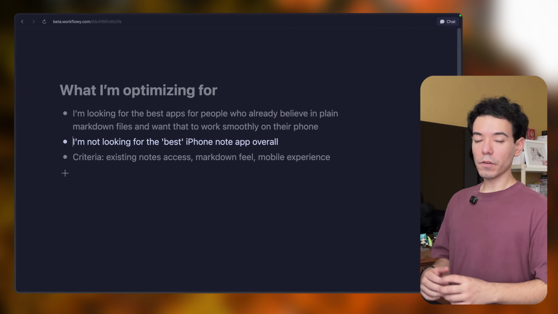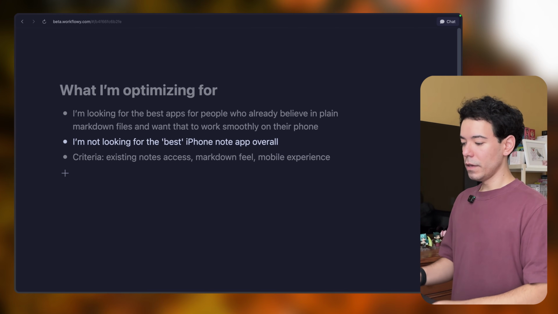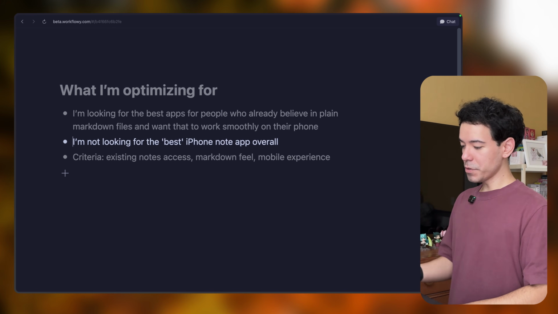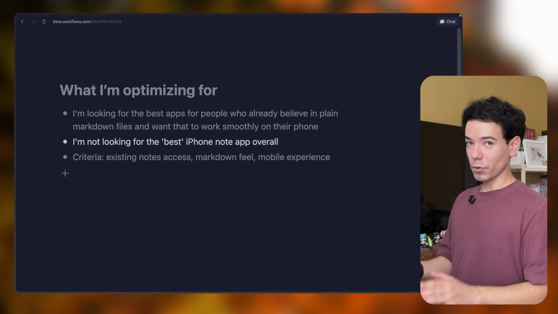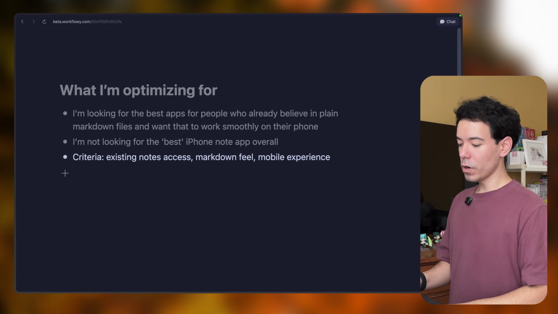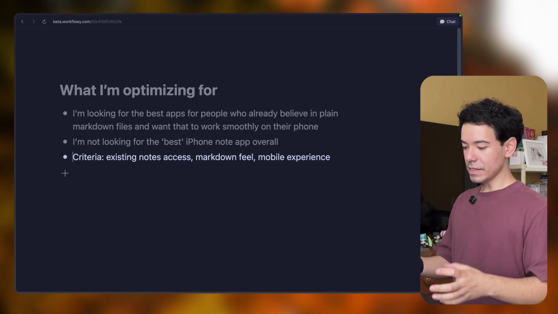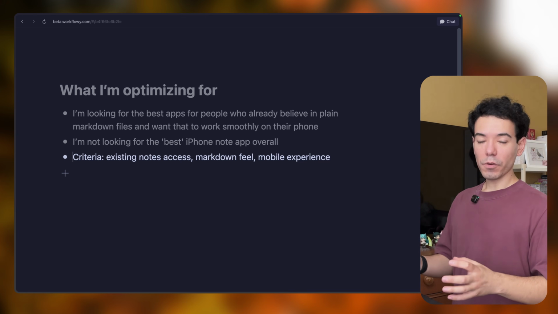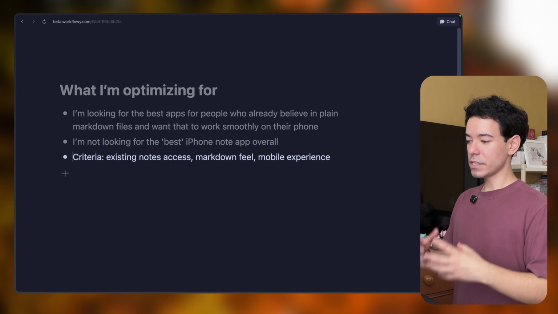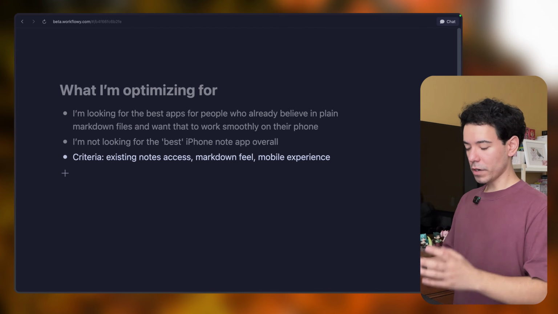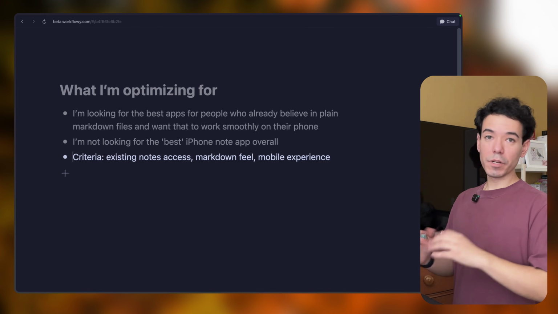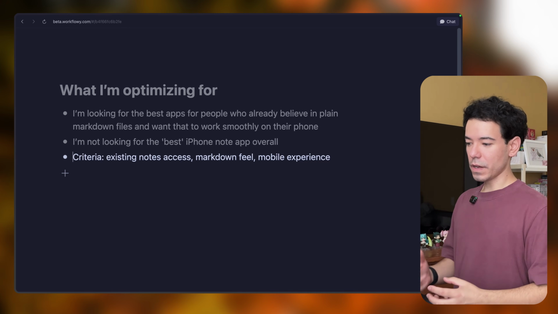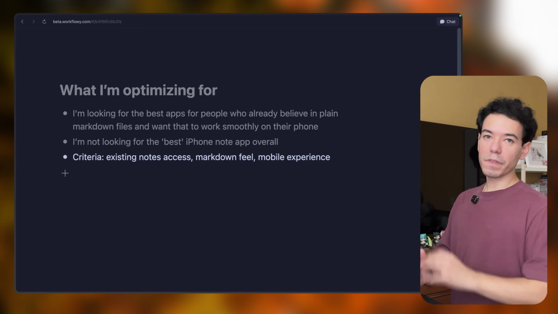That also means I'm not looking for a best iPhone app overall. As with the desktop app, it really depends on what your needs are. So I'm going to have a couple of different options for you depending on what specifically you're looking for. And the criteria that I used this time were existing notes access. How easy is it to get access to the notes you already have on your desktop? The Markdown field, which just broadly covers how nice is the experience of viewing and editing the Markdown, and the mobile experience, which covers pretty much everything else. How easy is it to connect to the notes, to share, all the other features that are not just the writing experience, but everything else around the app.